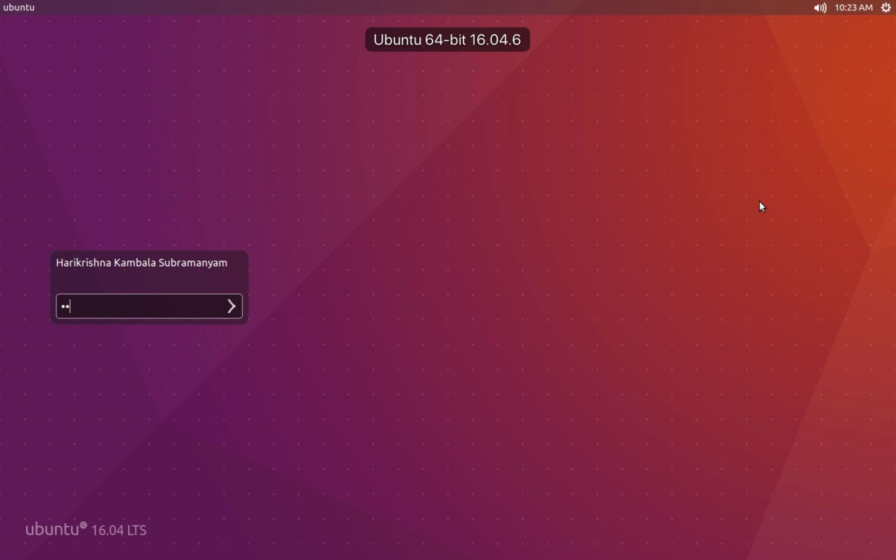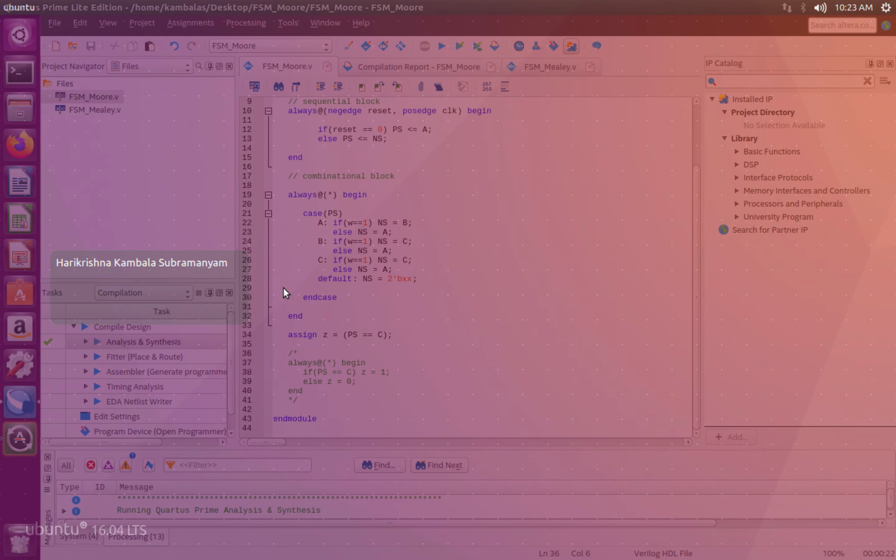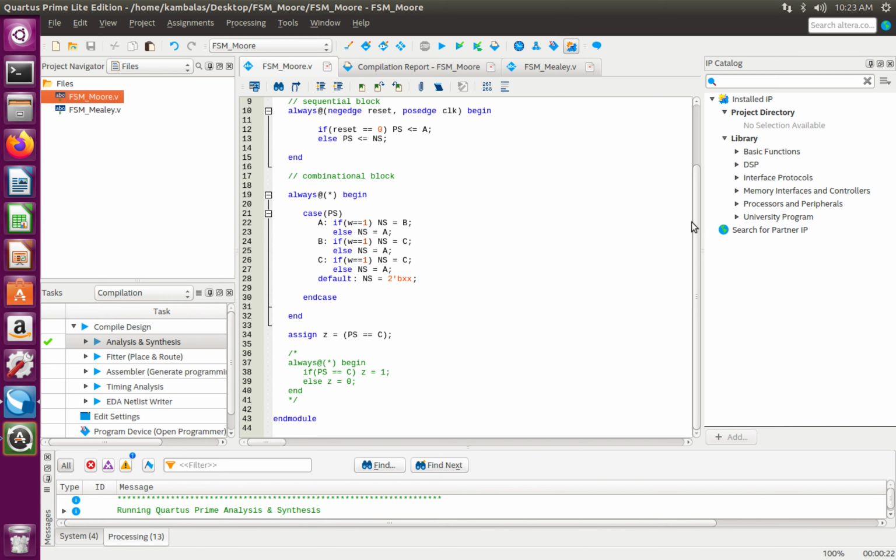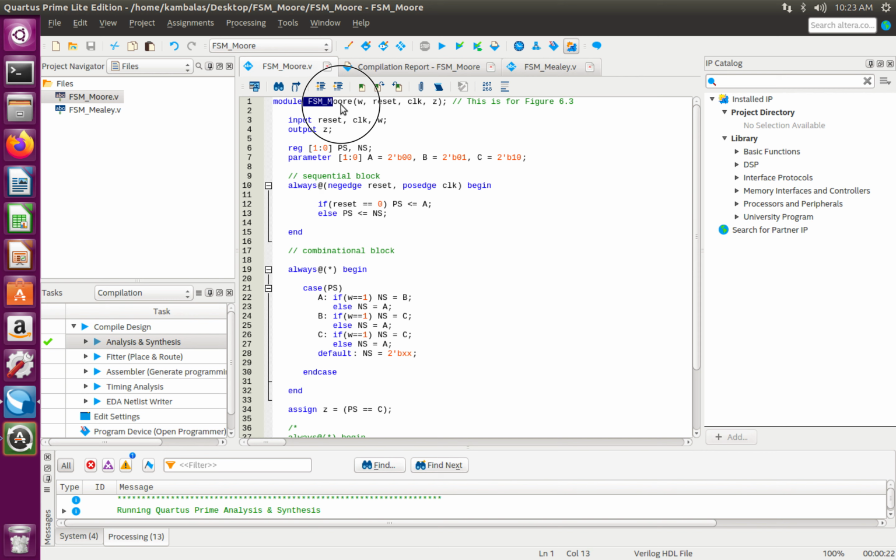Okay, now let me quickly show you how you will code your Mealy or Moore type state machine. Okay, good. So I have two files. Let's first look at my Moore type state machine. In my Moore type state machine, my input is W. I have a reset signal, a clock, and a Z, which is my output. And this is again for figure 6.3. Very important, guys, your state machine needs to have a clock and reset along with your inputs and outputs. You can never build a state machine without a clock and reset. Good. Then I declare my inputs and outputs: reset, clock and W are my inputs. My output is Z.